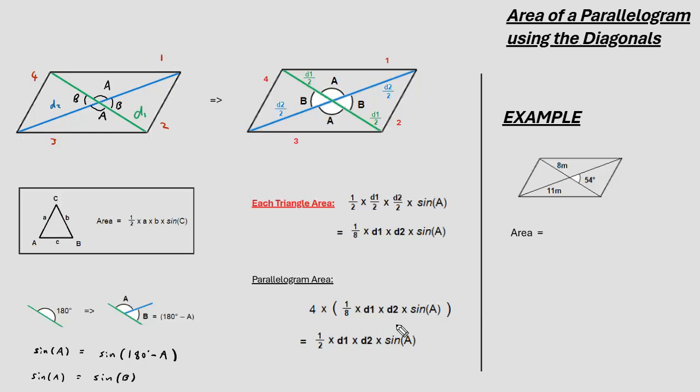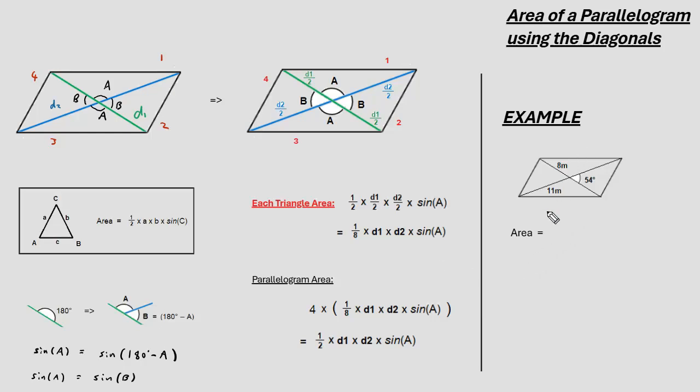Multiplying out what we have here using the properties of multiplication gives us this sum, which is what we use to find the area of a parallelogram when we know the diagonals and one of the angles between them at the point where they cross each other.